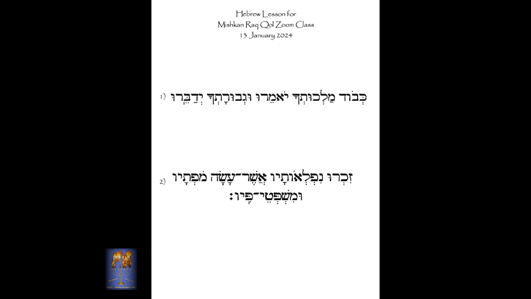Then we have a resh. So we have an R sound here, and it's followed by a vav pointed shuruk. So here we're just going to use the vowel sound because we have a consonant sound here. Remember, Hebrew syllables are made up of a consonant and vowel sound together. Okay. So this last part is just going to be pronounced ru. Okay. So we have yo, me, ru. Right? Yo, me, ru.